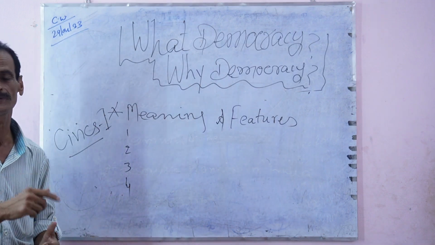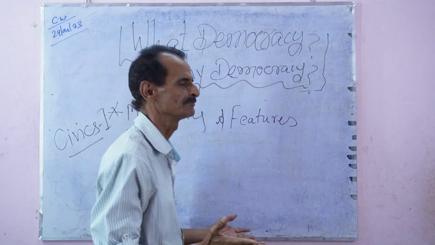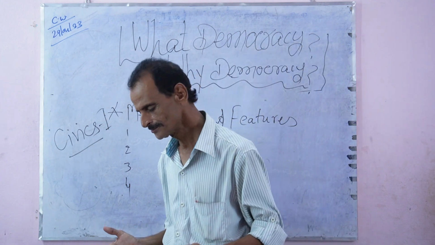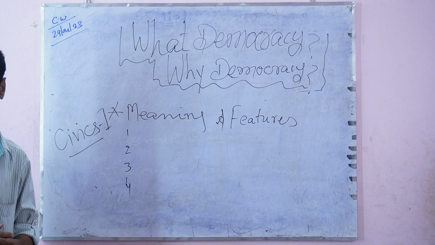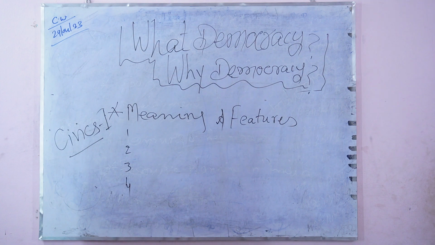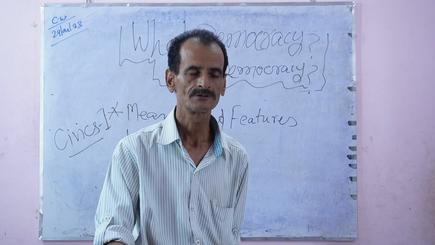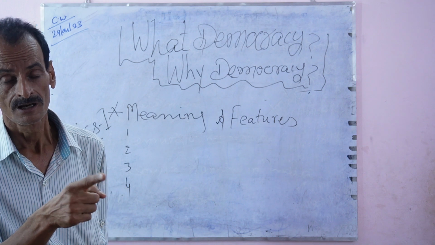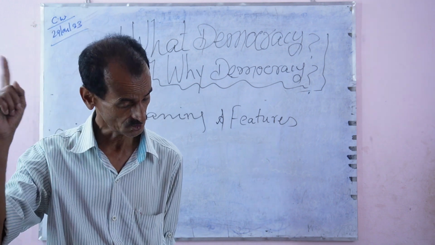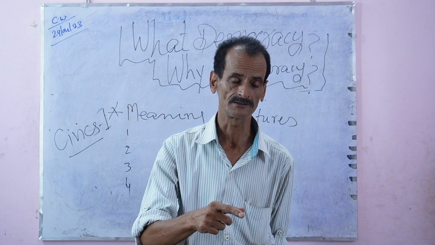Democracy is that government in which rulers are elected by people. Very simple. Now, what is democracy? That is the simple definition, the simple meaning. That is, democracy is that form of government in which rulers are elected only by people. Who are rulers? Elected by people, chosen by people through election. Only those rulers. A country with those rulers is called a democracy. Democracy is that type of government in which rulers are elected by people.